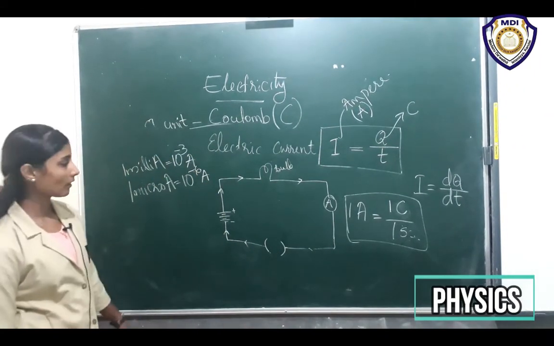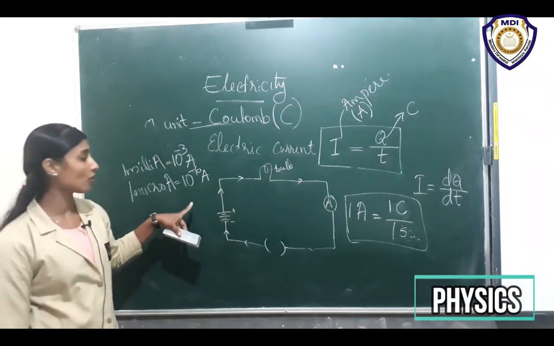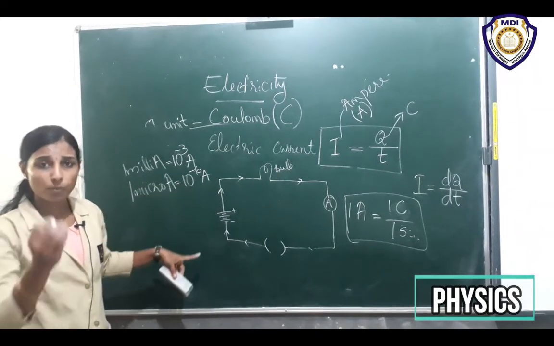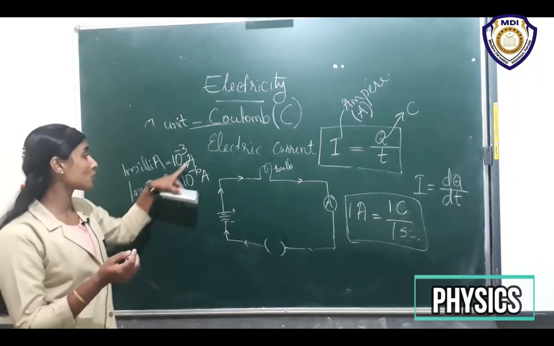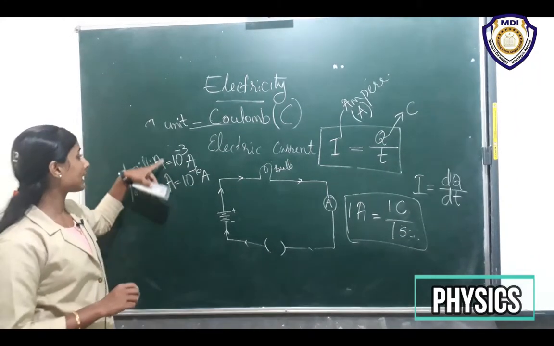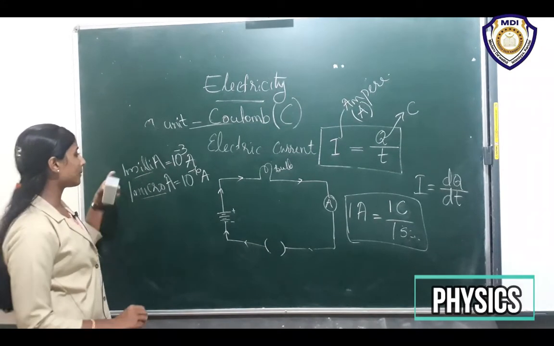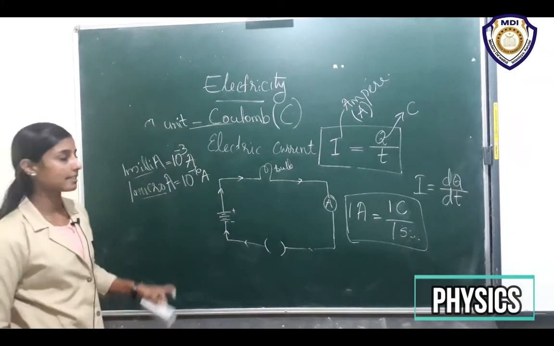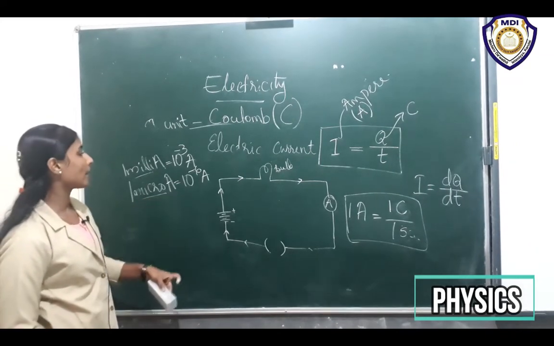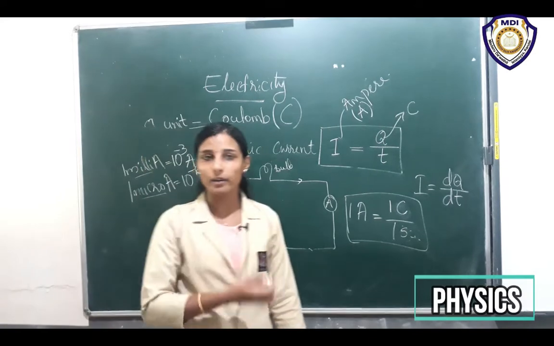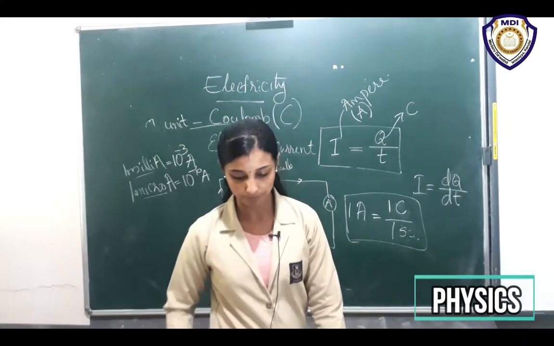So 1 microsecond, you know what is 1 microsecond? Microsecond means that much smaller time, right? So 10 raised to minus 6 represents micro and 10 raised to minus 3 represents milli, right? So 1 milliampere is equal to 10 raised to minus 3 ampere and 1 microampere is equal to 10 raised to minus 6 ampere. These are the smaller units of electric current.